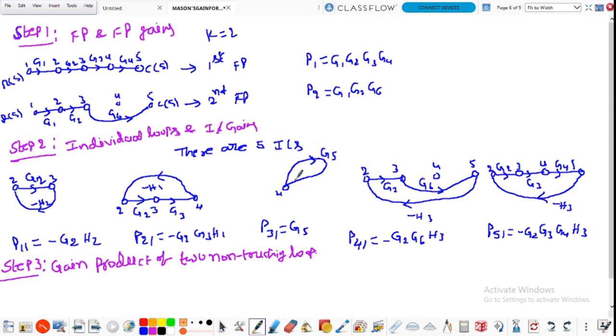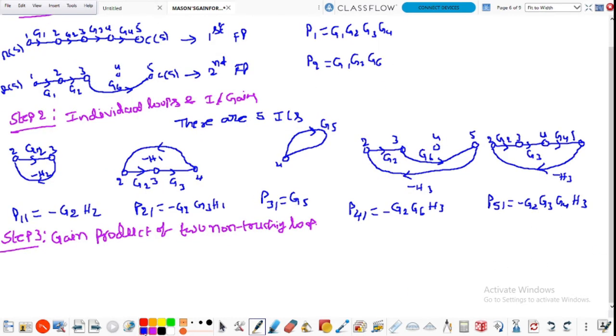What is the meaning of non-touching loops? What is the basic definition of non-touching loops? Two loops are said to be non-touching if they don't have a common node. So that is two non-touching loops. Now in this signal flow graph, this loop and this loop have no common node. Because of that, these two loops are the first combination of two non-touching loops.